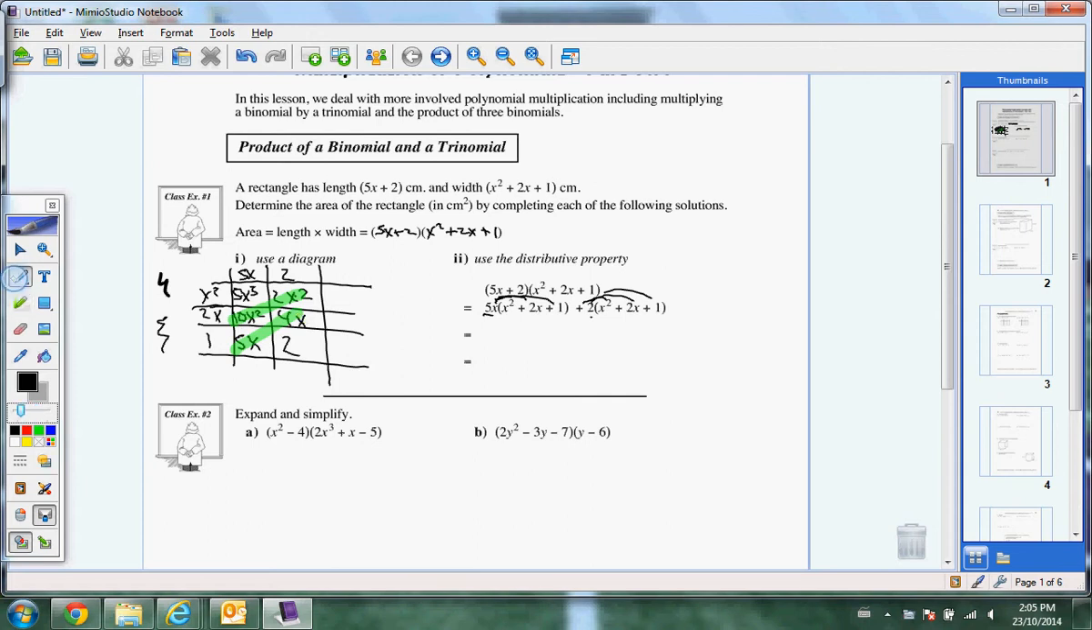Okay, so these diagonals put together, I can't put anything with the 5x cubed, so I'm going to have a 5x cubed. I can't put anything with the 2, so I'm going to have a plus 2 on the end. My middle, 10x squared plus 2x squared, 12x squared. 5x plus 4x, 9x. And I'm done. That's it.